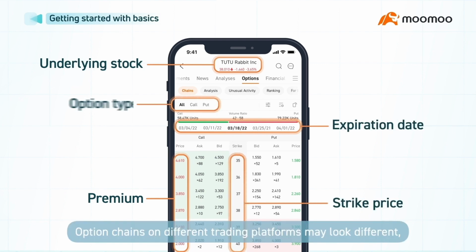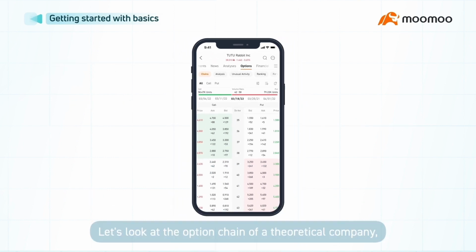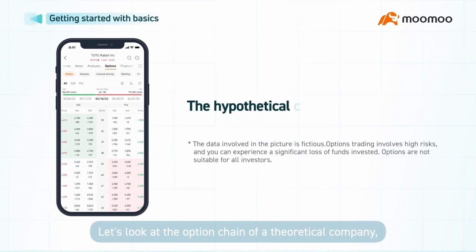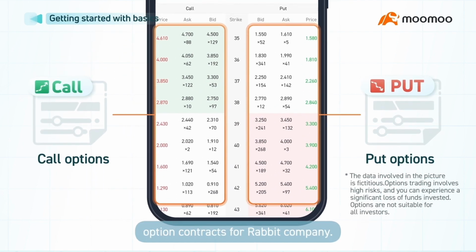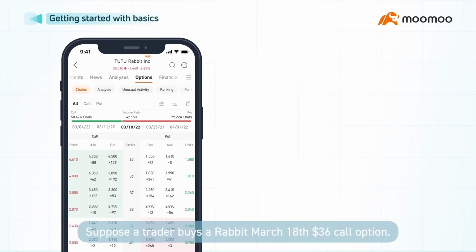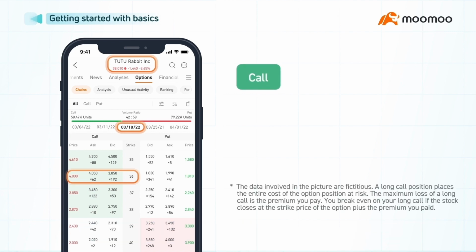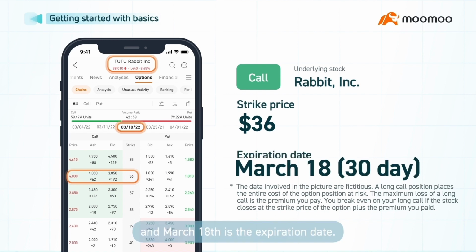Option chains on different trading platforms may look different, but their layouts are similar. Let's look at the option chain of a theoretical company, Rabbit Inc. The table shows a list of available options contracts for Rabbit Company. Suppose a trader buys a Rabbit March 18th $36 call option. Rabbit is the underlying stock, $36 is the strike price, and March 18th is the expiration date. There are 30 days left till the contract expiration.